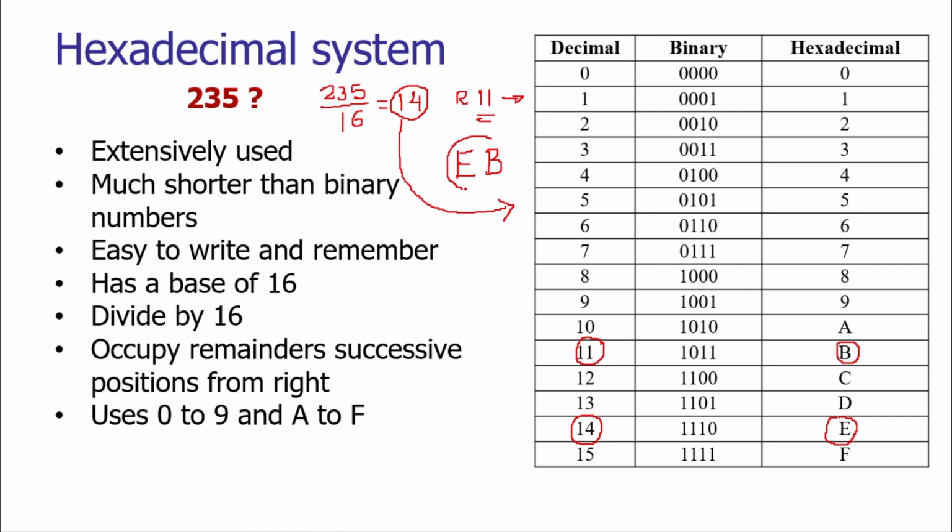So this is the hexadecimal representation of the number 235: EB, only 2 letters. So a number like 235 can easily be represented using only 2 letters, and this is easy and efficient as well. That's why this system is used extensively in microprocessor programming.